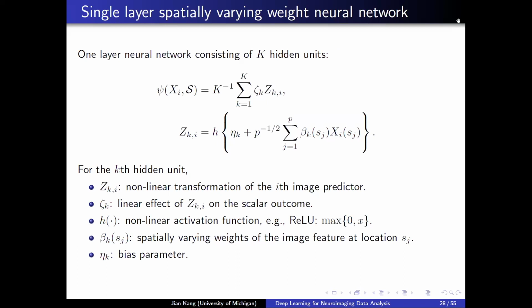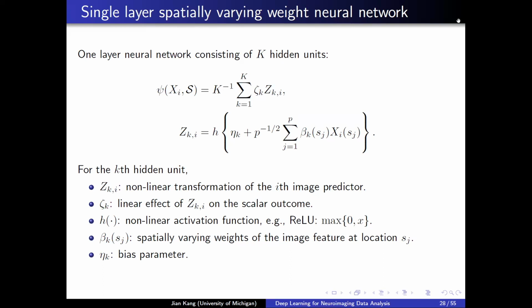So you can consider your weight parameter as actually a spatially varying function. Instead of having a set of weights for each input of your x, here you consider an unknown function, a spatially varying function, as the weight of this imaging predictor x. And with this framework, you definitely can do a multi-layer neural network.